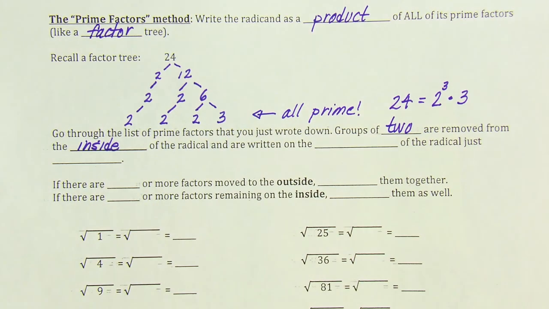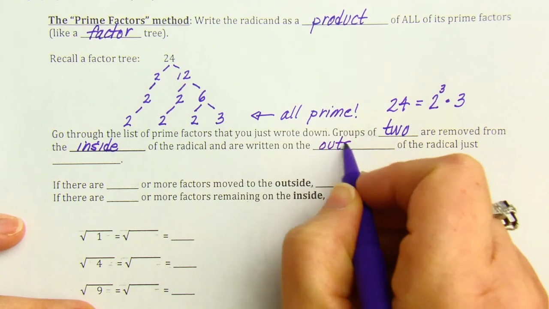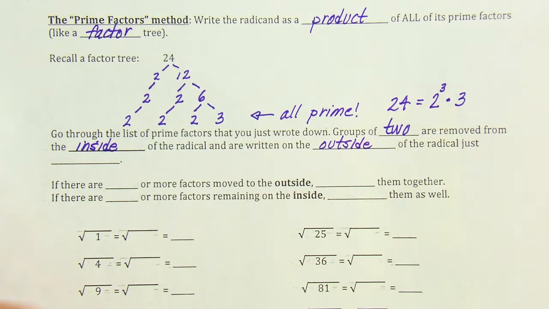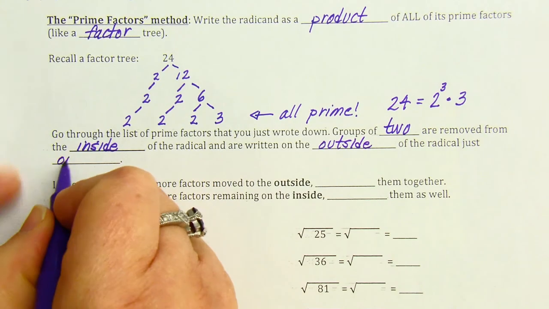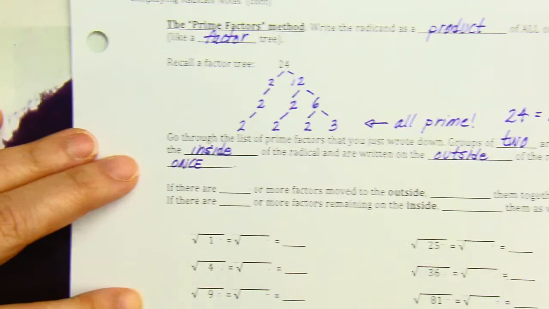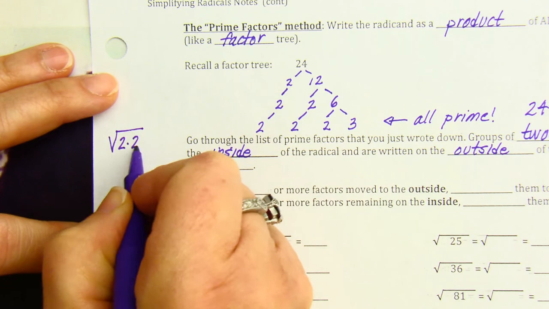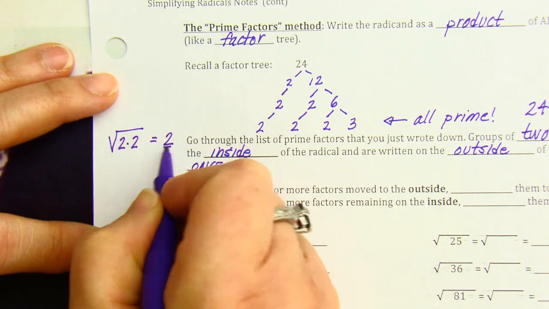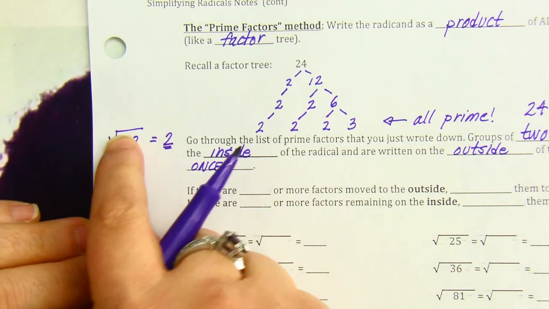So groups of 2 are removed from the inside of the radical and are written on the outside. And you're not going to write it twice on the outside. You have to write it once. Two 2's on the inside, so if I go over here on the side, the square root of 2 times 2 would be equal to 2. Groups of 2 come out as once. Why? Because 2 times 2 is 4, and the square root of 4 is 2.